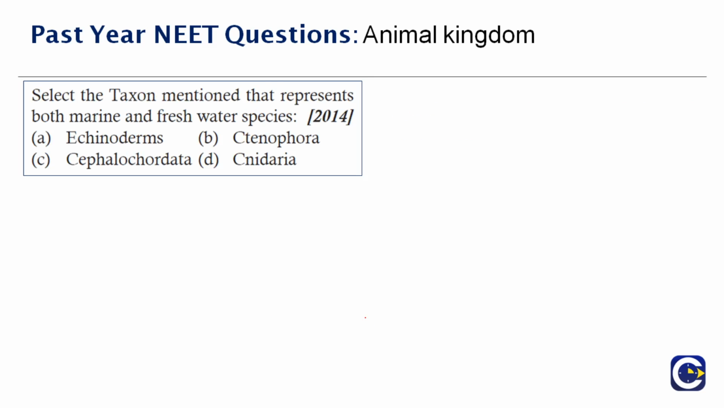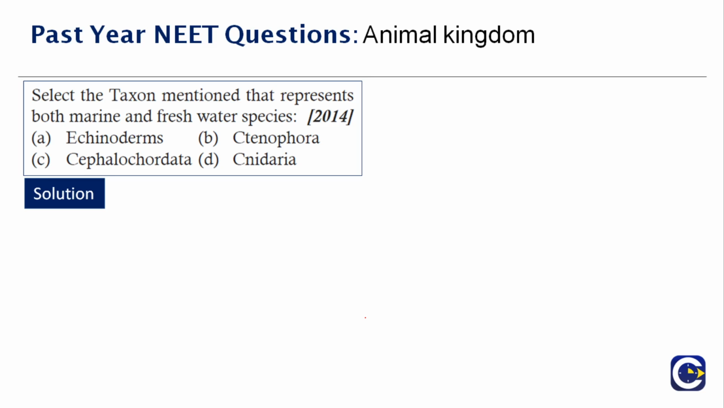Okay, next question here. Select the taxon mentioned that represents both marine and freshwater species. So they are comprising both here. So here you have 4 options: echinoderms, ctenophora, cnidaria. So what do you think will be the right answer? See, this is a standard question where you need to know it by heart. The correct answer is cnidaria.